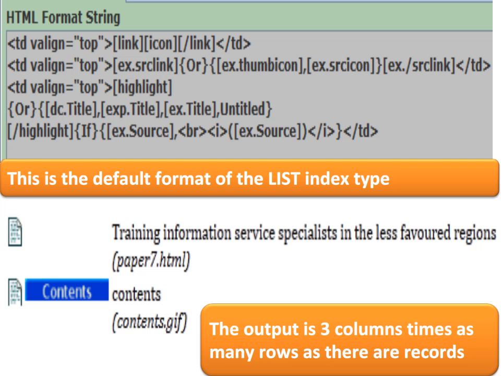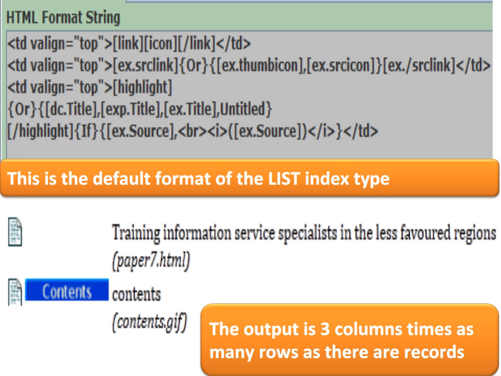You also notice besides the HTML, there are Greenstone variables. For example, what is the icon? The icon variable, bracket icon bracket, is this little Greenstone icon that links to the document. The bracket link is the hyperlink part. That's what makes it go to the document. We have in the second line there ex source link, thumbnail icon, or source icon. You notice the macro command or. This means if there's a thumbnail icon, display that first.